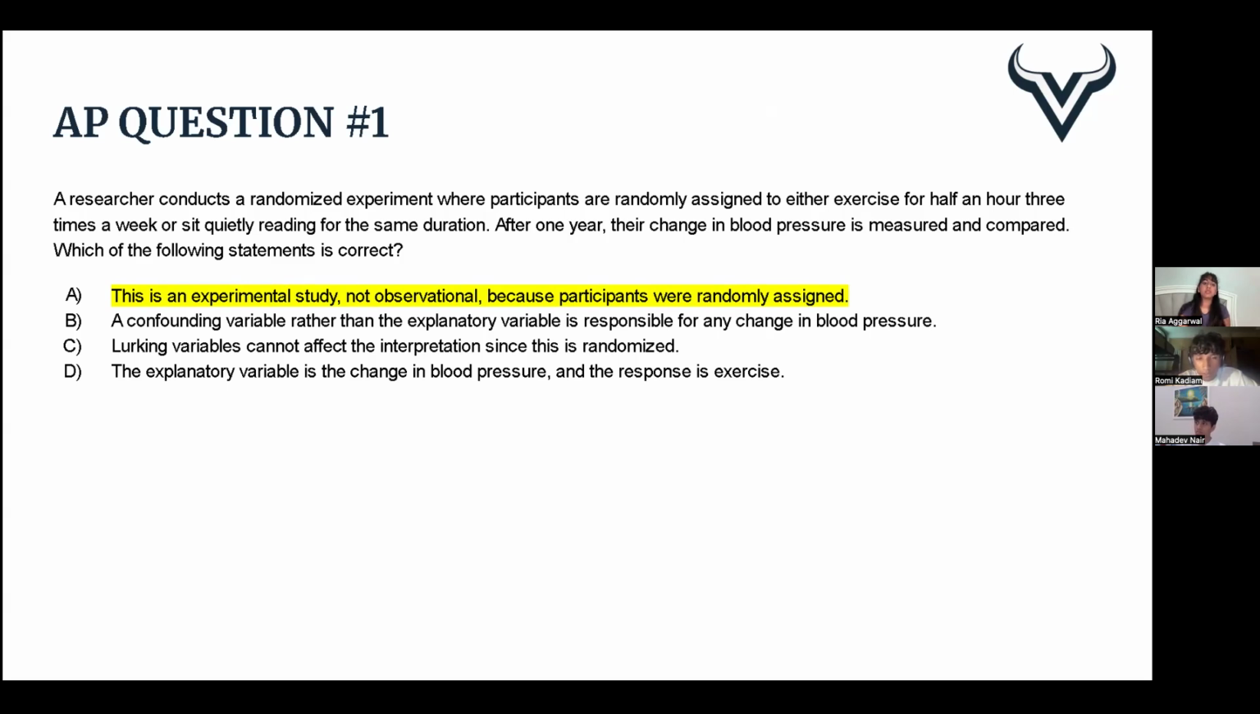Choice C is too absolute. Lurking variables can still affect results even in randomized experiments, though their impact is reduced. And choice D incorrectly reverses the variables. The explanatory variable is the activity, which is the exercise or reading, and the response variable is the change in blood pressure.